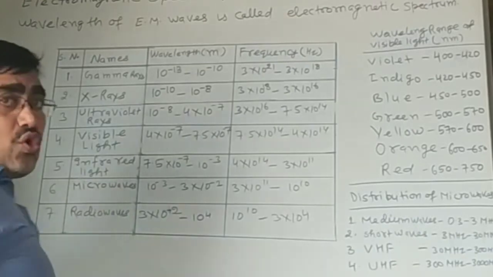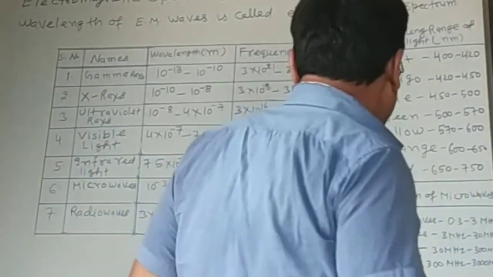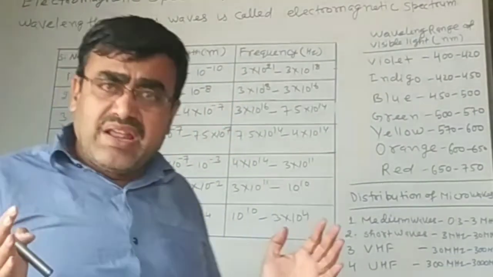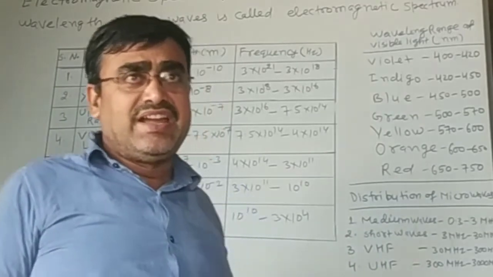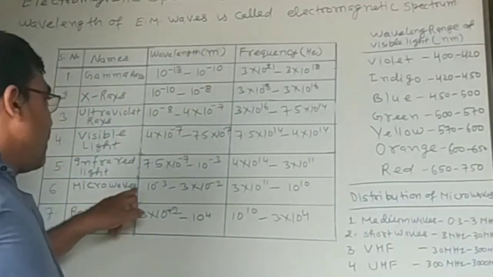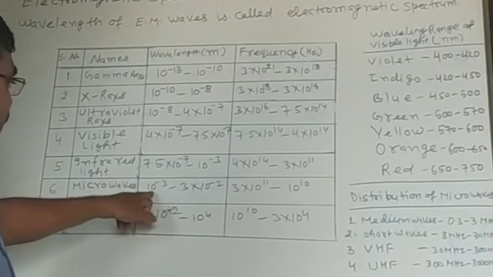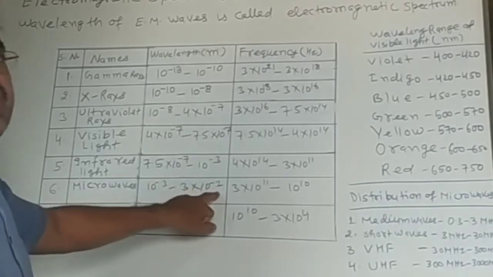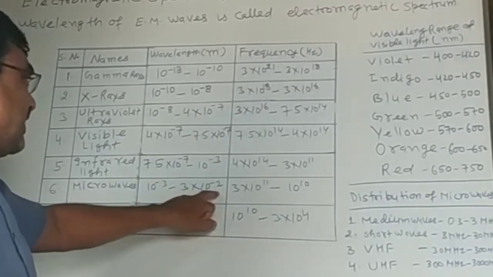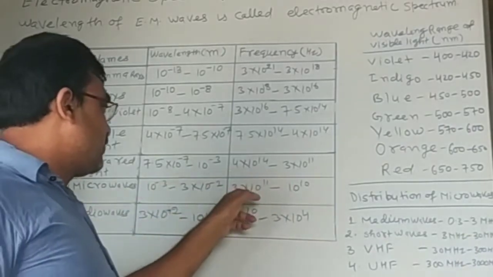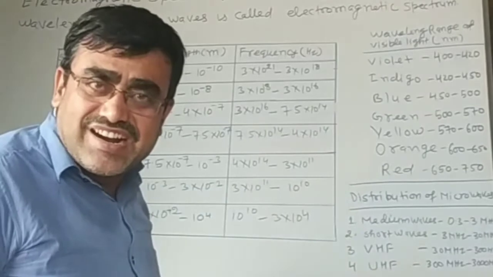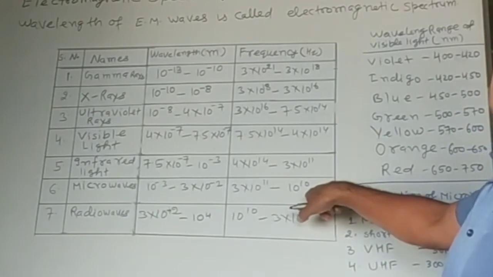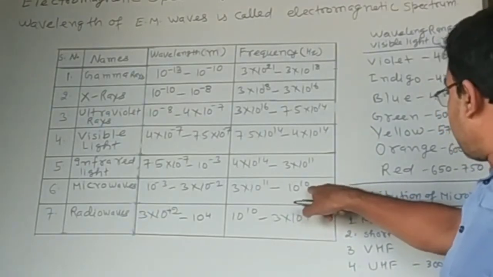Next one is microwaves. Its wavelength range is 10 to the power minus 3 meter to 3 into 10 to the power minus 2 meter, and its frequency range is 3 into 10 to the power 11 hertz to 10 to the power 10 hertz.